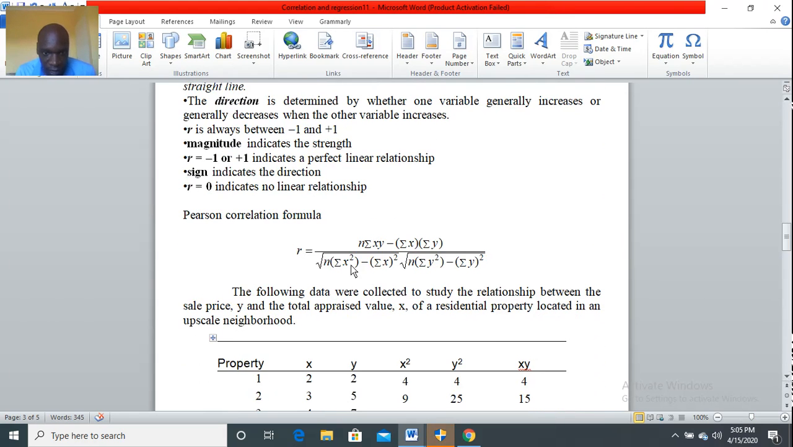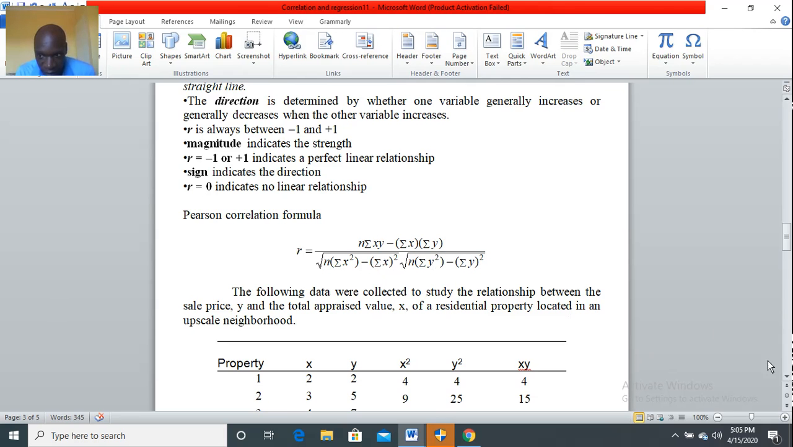The formula for calculating is this: r is equal to n times the summation of xy, minus the summation of x times the summation of y, all over the square root of n times the summation of x squared minus the summation of x, squared, and so on for y. So how do we get this?